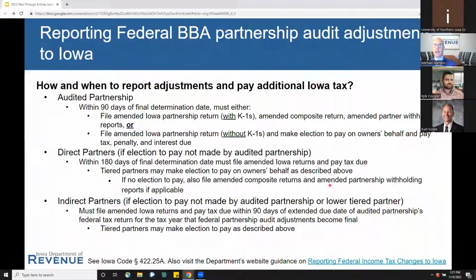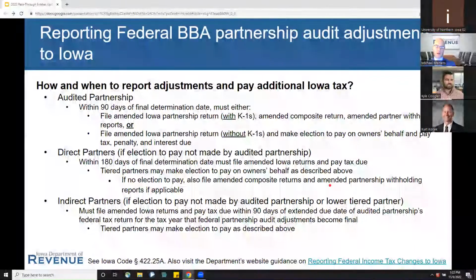If the partnership makes that election to pay, that stops the reporting. Again, no amended K-1s have been issued. The partners of that partnership, direct or indirect, have no further filing requirement with the state of Iowa. If the audited partnership has not made that election to pay, the direct partners have a reporting requirement. So they must then, within 180 days of that final determination date, file amended returns and pay the tax due.